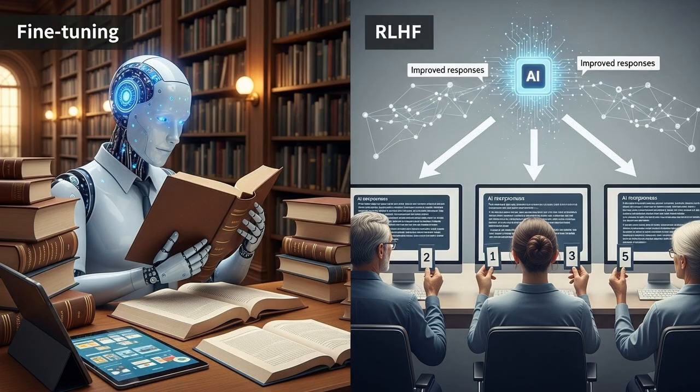This ranking data is used to train a separate reward model. Then, the main AI is trained again, but this time it gets rewarded for generating answers that the reward model predicts a human would like. It's a direct feedback loop that teaches the AI to align with human preferences, including a preference for truthfulness.